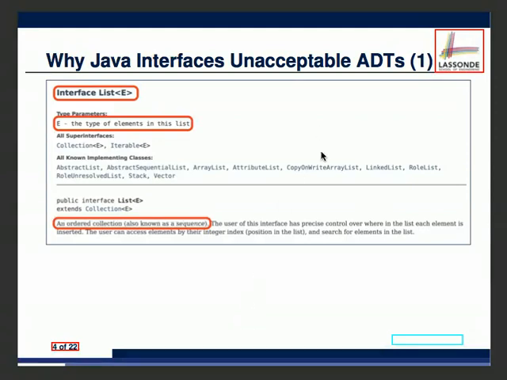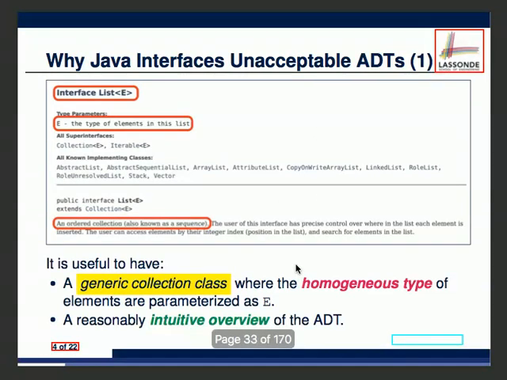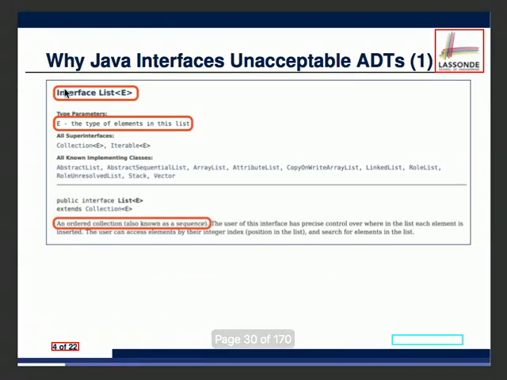Okay, so now let's consider why Java interfaces are not really a good ADT. For example, you can go to the website for the Java ADT. Let's say we talk about list. You can go to the link. There's a link over here you can go. But now let's just see a part of it. So this is the interface, and we say interface list.